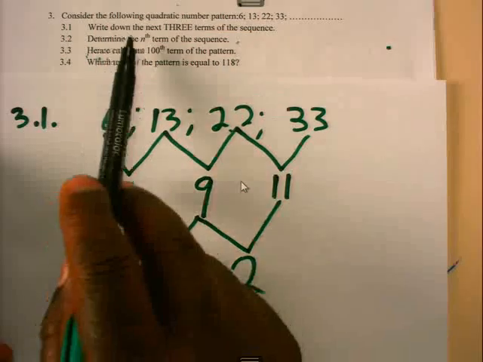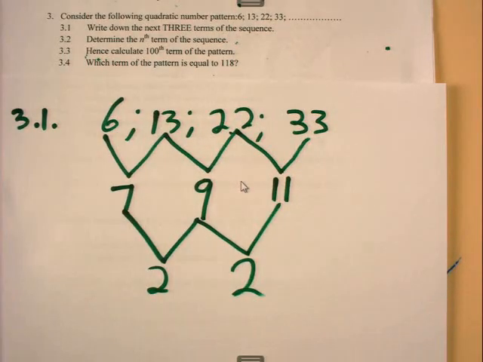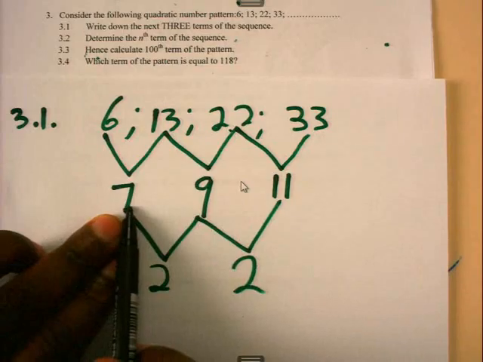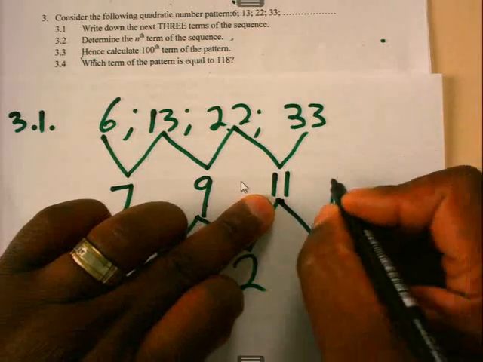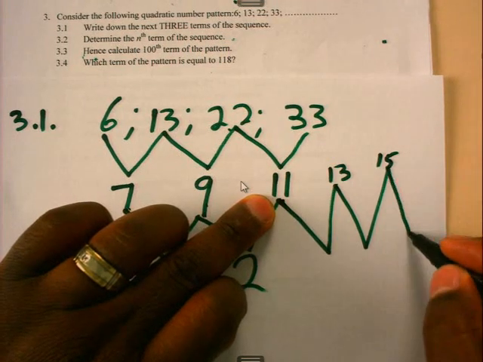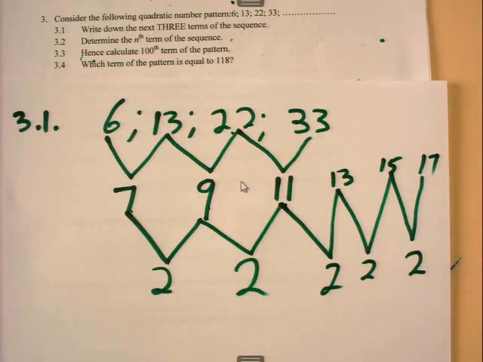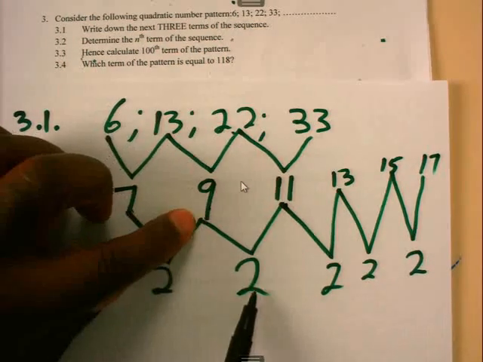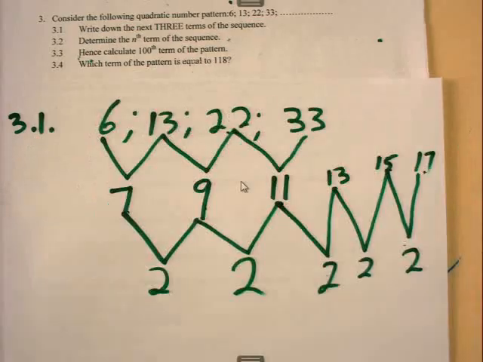But in this instance, the question says write down the next 3 terms of the sequence. So we find the first difference, and we can tell that the first difference is a linear number pattern. So we just have to keep on adding 2. 7 plus 2 gives you 9. Plus 2 gives you 11. Add another 2, you get 13. Another 2, you get 15. Another 2, you get 17, and so forth, because this is a quadratic number pattern and the second difference is common, 2.